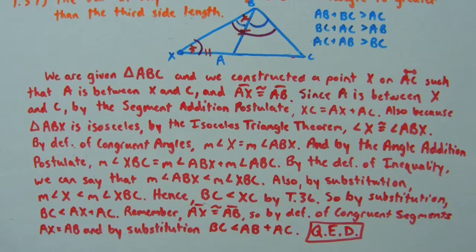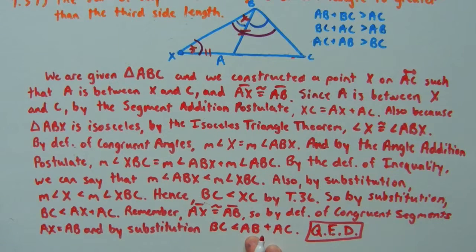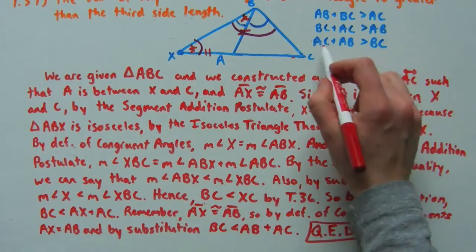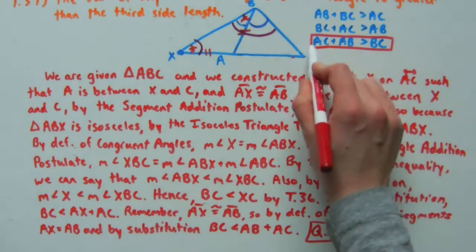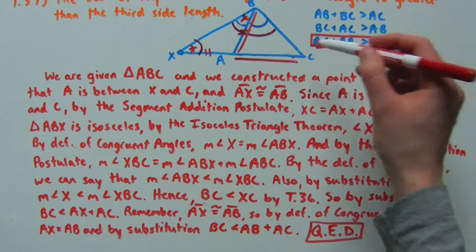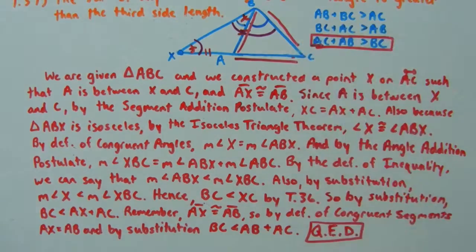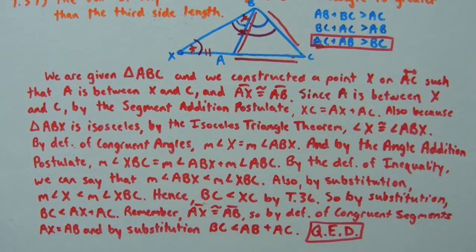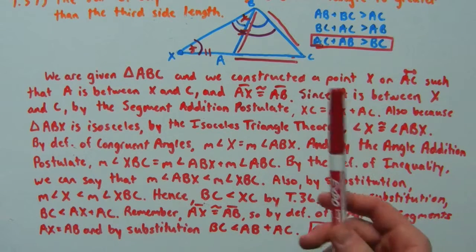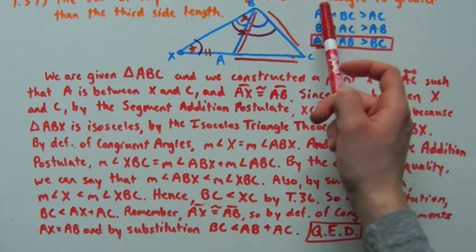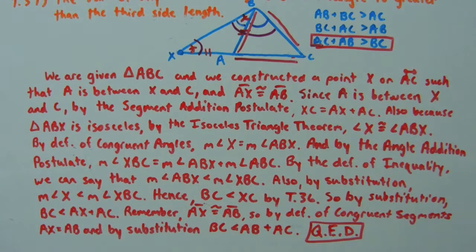And that is what we needed to prove, that the sum of any two side lengths of a triangle is greater than the third side length. AC plus AB is greater than BC. And this isosceles triangle can be formed off of any of these sides, so we can use the same method to show that BC plus AC is greater than AB, or that AC is less than AB plus BC. And that is the proof for the Triangle Inequality Theorem.